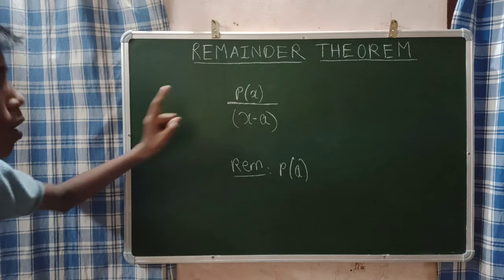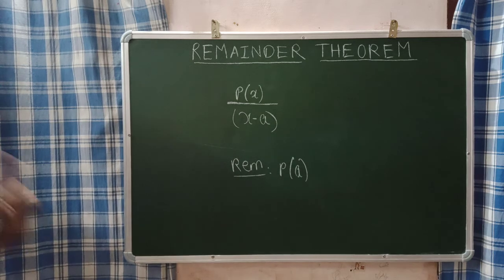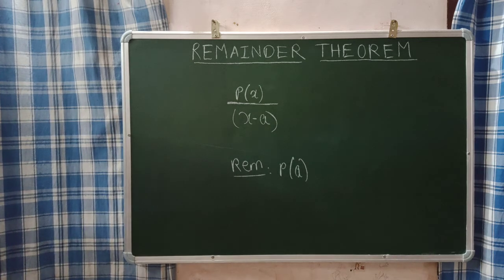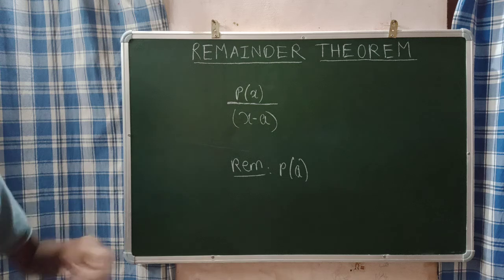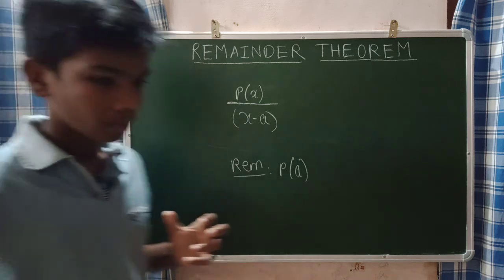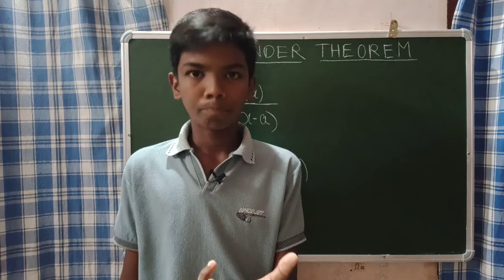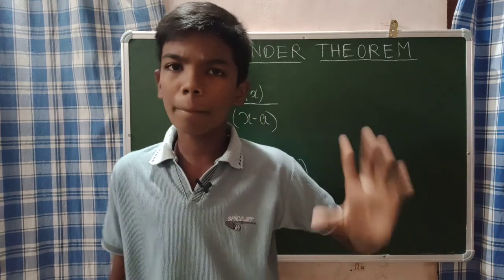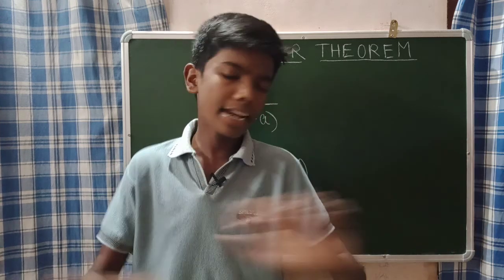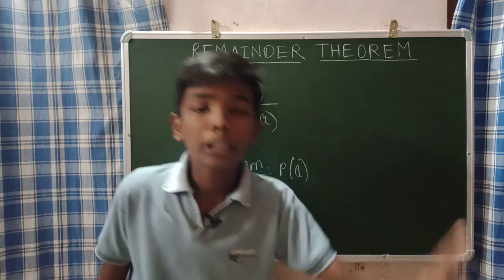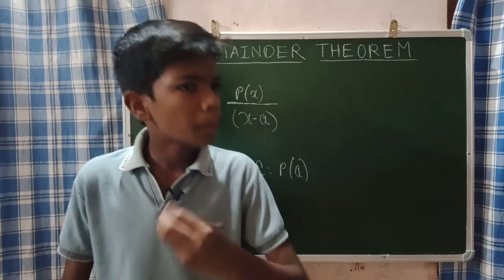I am having a polynomial p of x now. As I told earlier, I am having a polynomial p of x. Now what is a polynomial? A polynomial is an expression that has whole number power. P of x can be any expression, but that should have whole number power, and that's a basic concept.